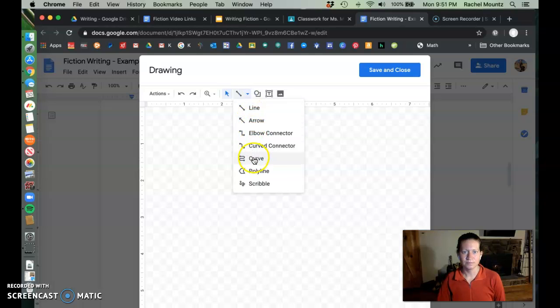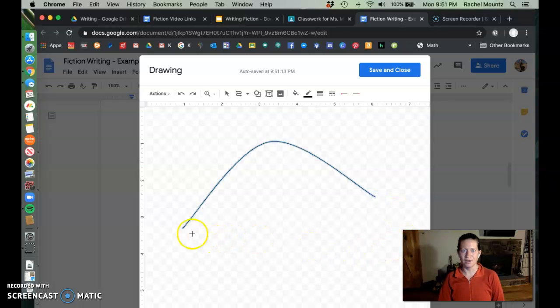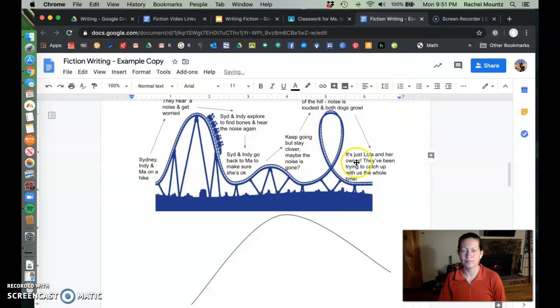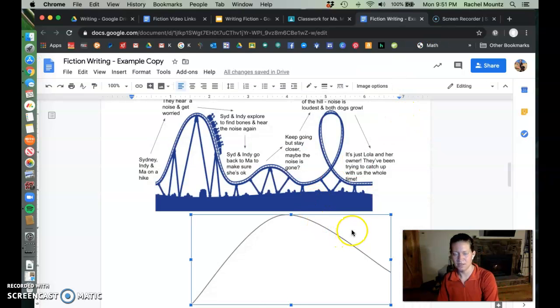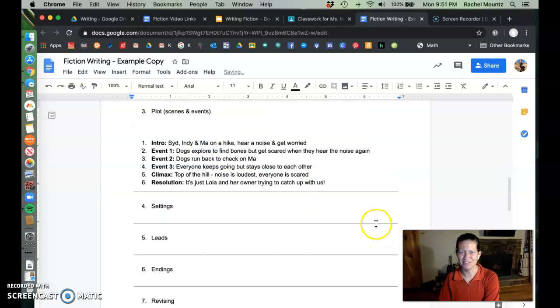You could probably just draw a curve or an arch like this, okay? You would have like your beginning, problem, event, climax, resolution. I'm gonna delete that off of there. I just did the roller coaster because to me it was just a little more fun. Oh goodness.